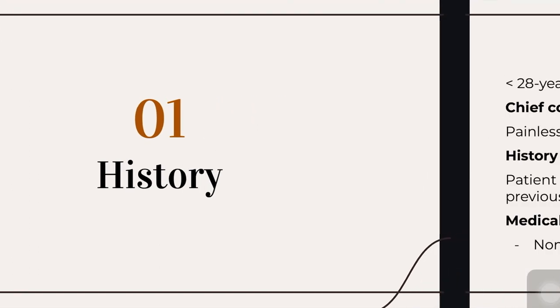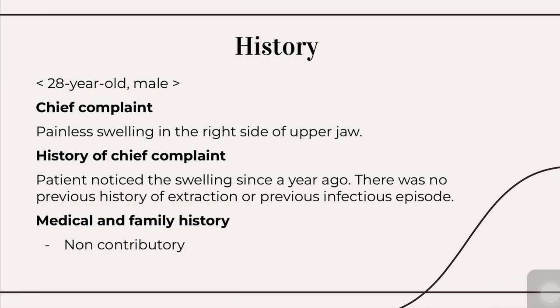So for history taking, a 28-year-old male came with the chief complaint of having a swelling on the right side of the upper jaw. For the history of the chief complaint, the patient noticed the swelling since a year ago and there was no previous history of extraction or previous infectious episode. The medical and family history are non-contributory.